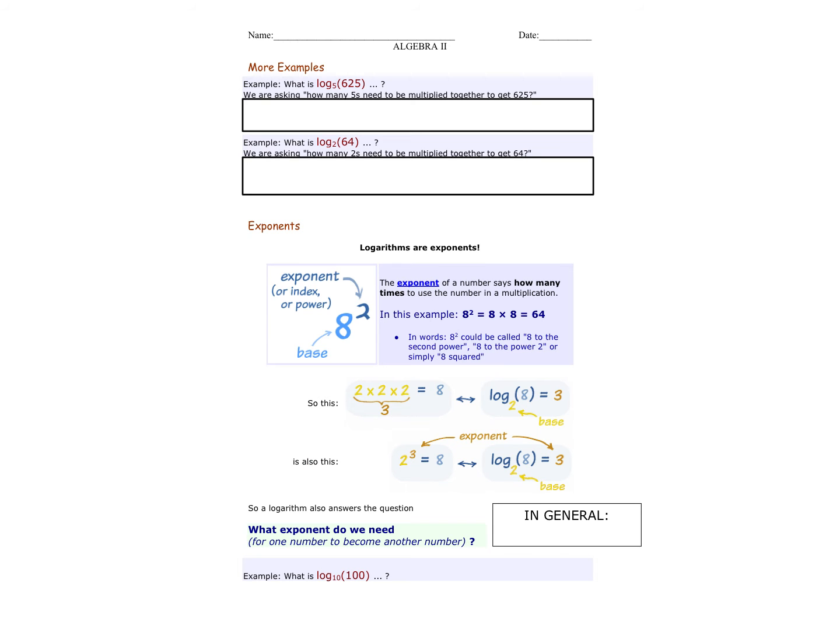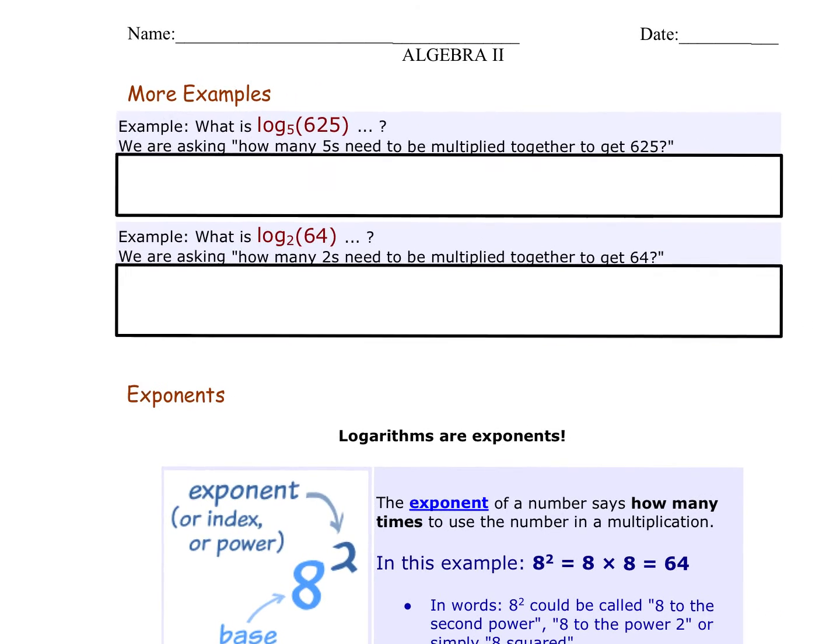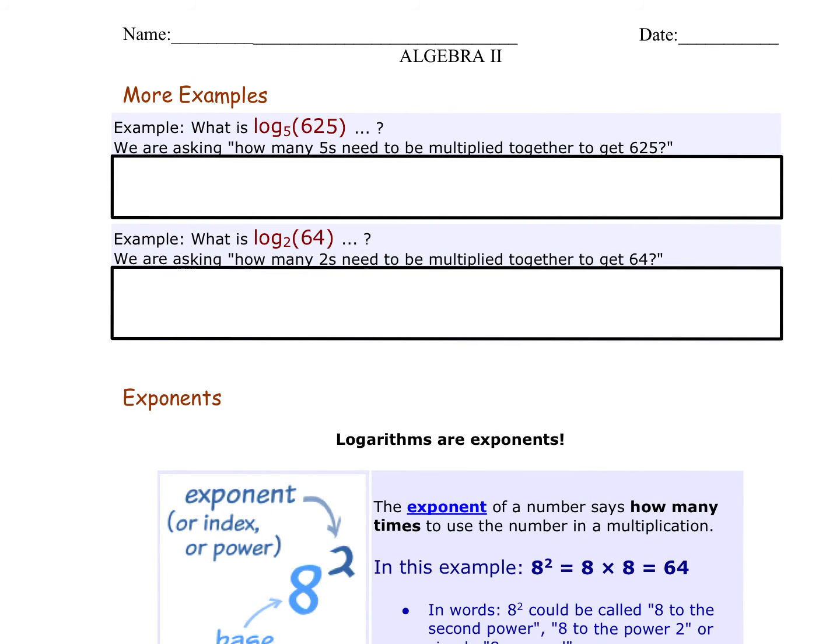On to the next page. Here, we're just going to do some examples. In this case, it gives me log base 5 of 625. What is this? So I'm asking myself, how many times do I need to multiply 5 to get 625? I'm going to write it in the log form, but now with the answer. If I look at my chart, I know that I need to multiply 5 4 times to get 625. So that would look like 5 times 5 times 5 times 5, which is 4 times. This is how you would write your answer.